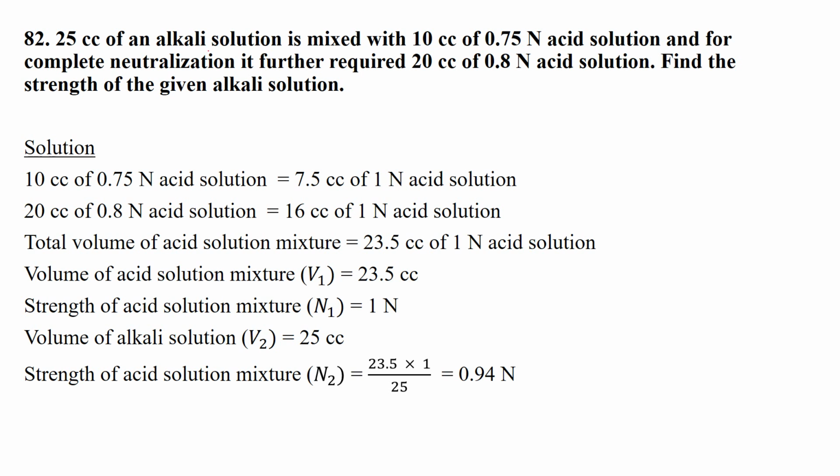25 cc of an alkali solution is mixed with 10 cc of 0.75 N acid solution. And for complete neutralization, it further required 20 cc of 0.8 normal acid solution. Then find the strength of the given alkali solution. We have to calculate the normality of the alkali solution.